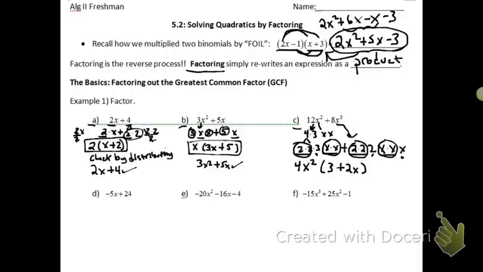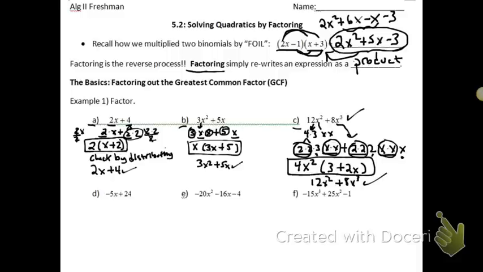Now that was a little bit trickier. I definitely want to check this by distributing. If I do 4x squared times 3, that's 12x squared. And if I do 4x squared times 2x, that's a positive 8, and then x squared times x is x cubed. Is that my original? Absolutely. So I know I factored this one correctly.